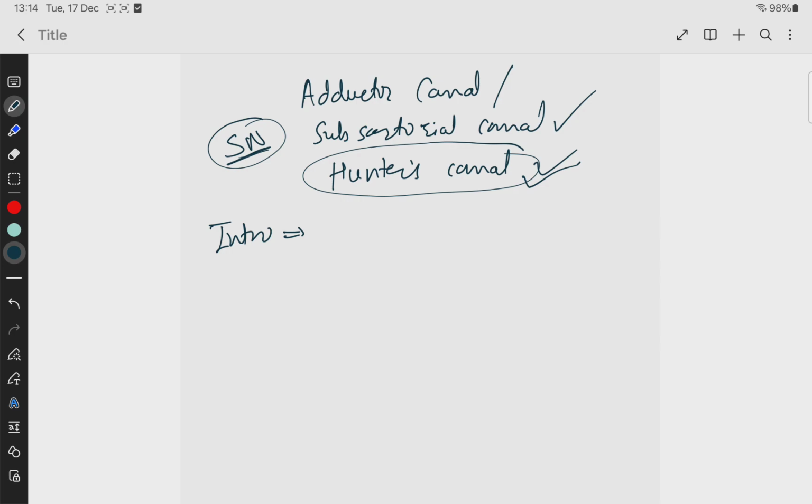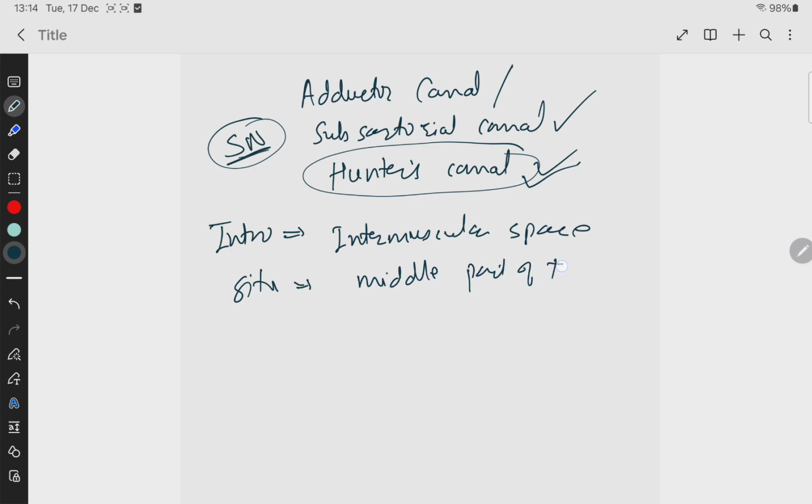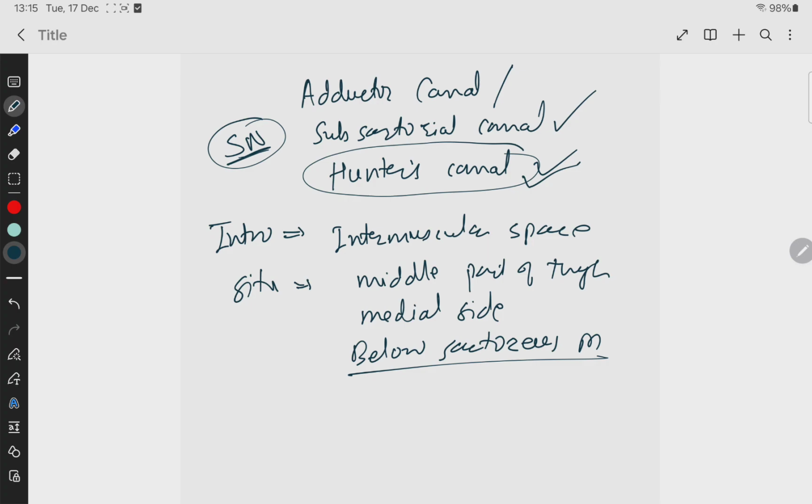Okay, so what is the adductor canal? It is an intermuscular space situated in the middle part of the thigh on the medial side, below the sartorius muscle. It lies in the middle one third of the thigh, below the sartorius, and this intermuscular space is called the adductor canal or subsartorial canal. That is where it is situated.